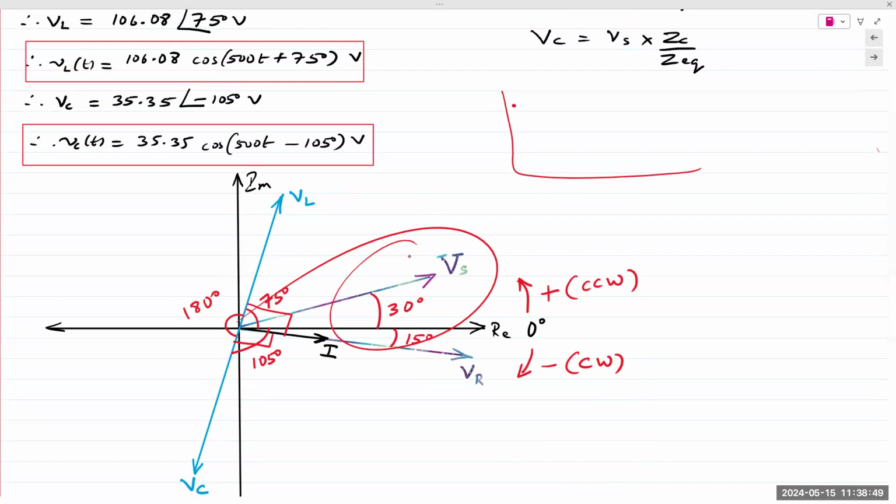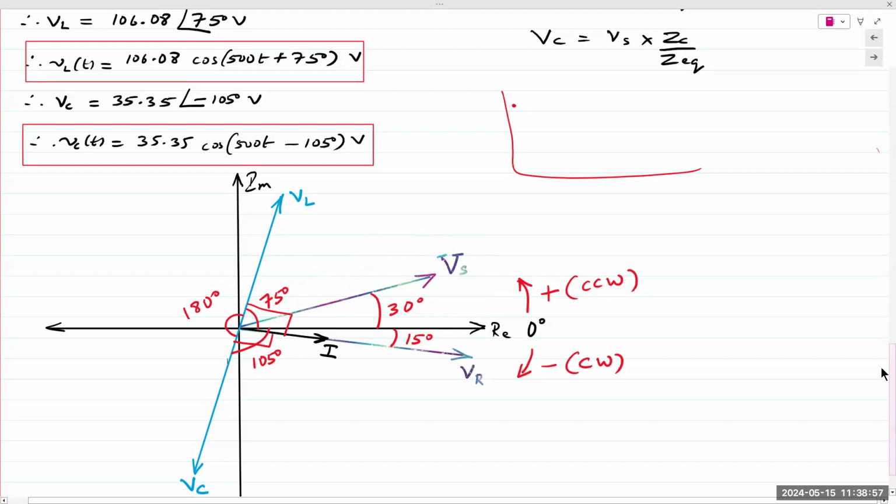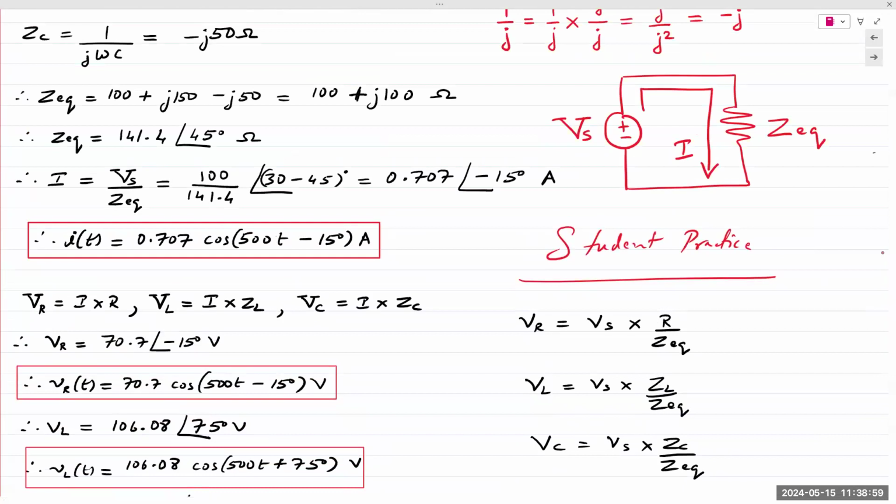Note the angle of the current: minus 15. The voltage had plus 30. The resulting current is minus 15. The point I'm making is the voltages or currents that appear in a circuit will have random magnitudes, will have random angles. It all depends on the values of the components, and it depends on how they are connected in the circuit.